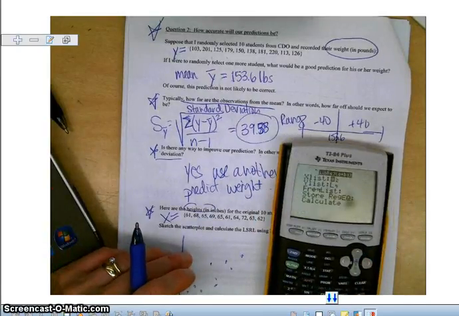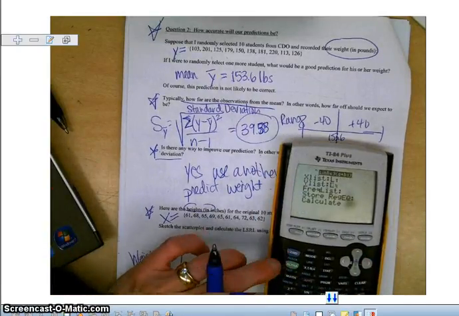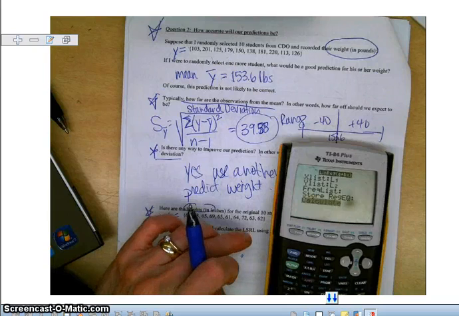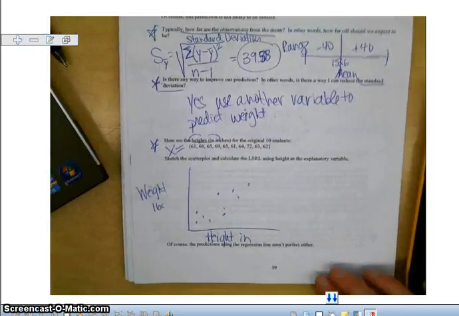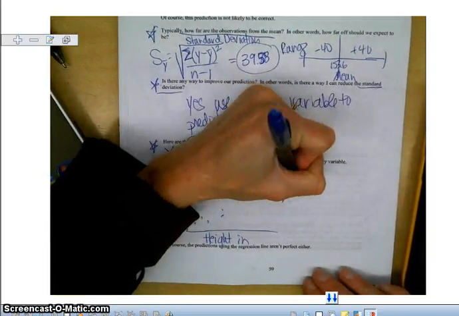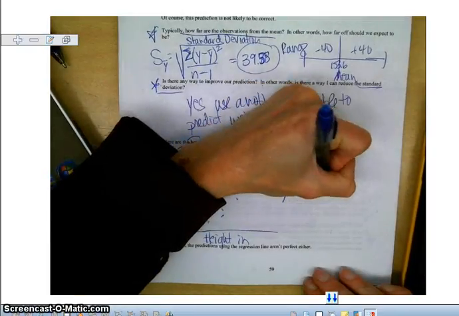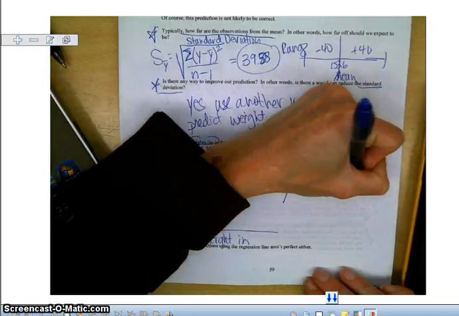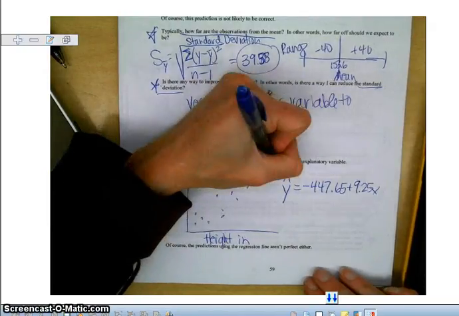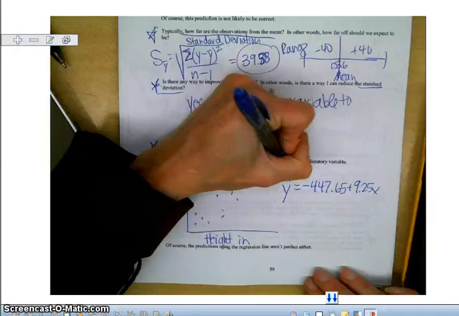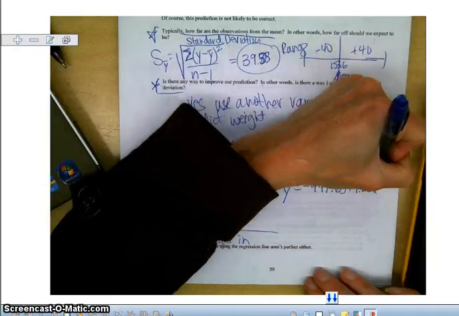So now I'm going to do stat calc 8 for list 1 and list 2, and I get my regression equation: y hat equals negative 447.65 plus 9.25x. So the y hat is the weight and the x is the height.